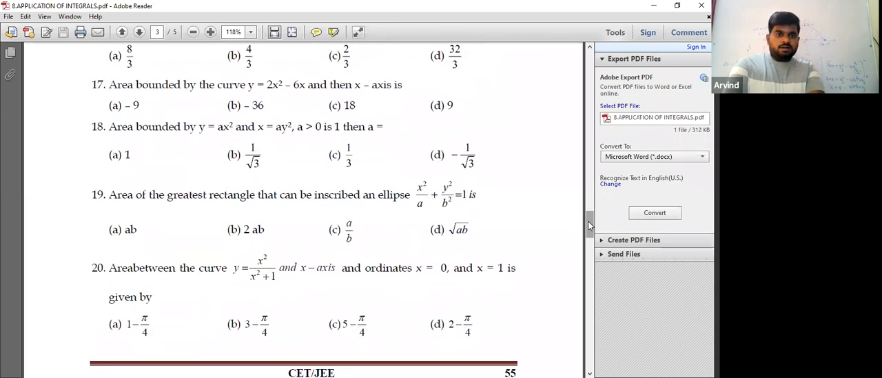Next one is a very, very easy one. Area bounded by the curve y is equal to 2x square minus 6x and the x-axis. Then what is the area between the curve and the x-axis? Try out this. The curve is y is equal to 2x square minus 6x, and then the x-axis.